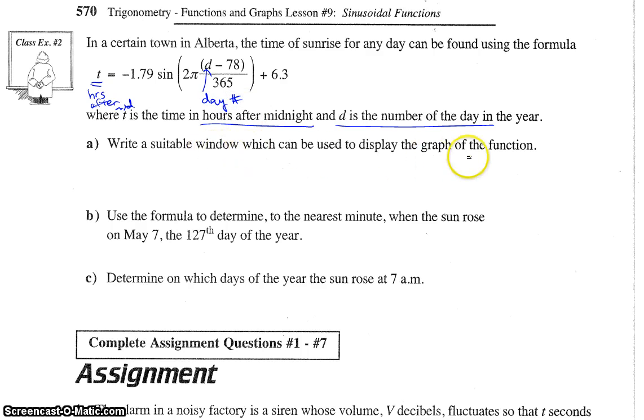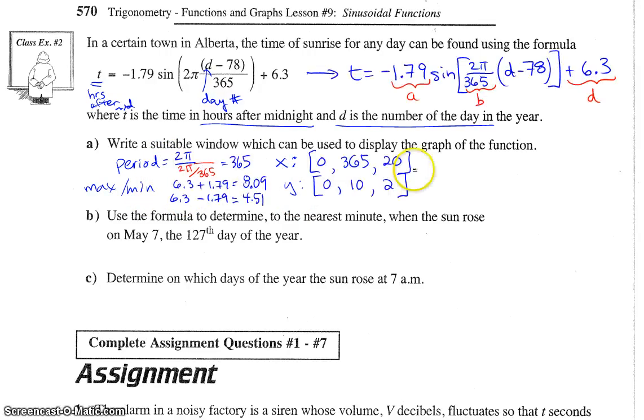Okay, write a suitable window. So I'm going to let you guys go ahead and do this, but remember how we did it last time. We looked at our period to determine our X window, and we looked at the max and the min to figure out our Y window. So you guys go ahead and get the period, max, min, and see what we can get for some window settings. Pause your video.